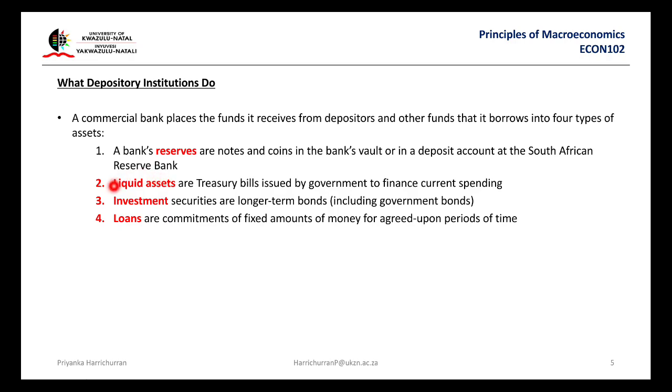Liquid assets. They'll buy assets that can be easily converted into cash, right? Treasury bills are basically an asset. You buy this treasury bill, and then in a month's time you can sell it off for a higher price. Investments are like bonds, they're long term. If you buy a bond, like you pay R1 million, and then if you sell it 1 year later, it's worth 1.5 million. That's a bond. Loans: the bank can lend out your money to other people.